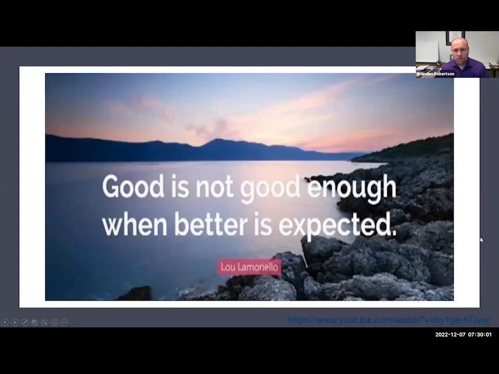And good isn't good enough where better is expected. I think that I've used this slide for a really long time. There's a video associated with it. Feel free to go out there and look for "99.9% is not good enough." Good is not good enough when better is expected. In healthcare, better than better is expected.